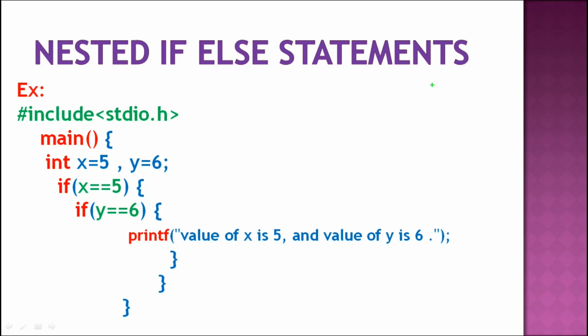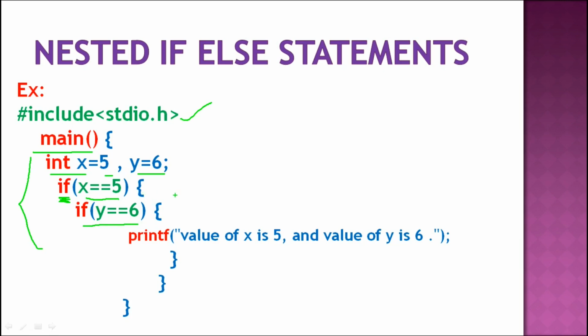Here we have a nested if-else statement example. If you see here, we include the standard input output header, the predefined headers. After that we have the main function, and from here we execute our code. Here integer type variable x is assigned 5 and y is equal to 6. Here we have the if condition x equal to 5, then it will look into if y is equal to 6.